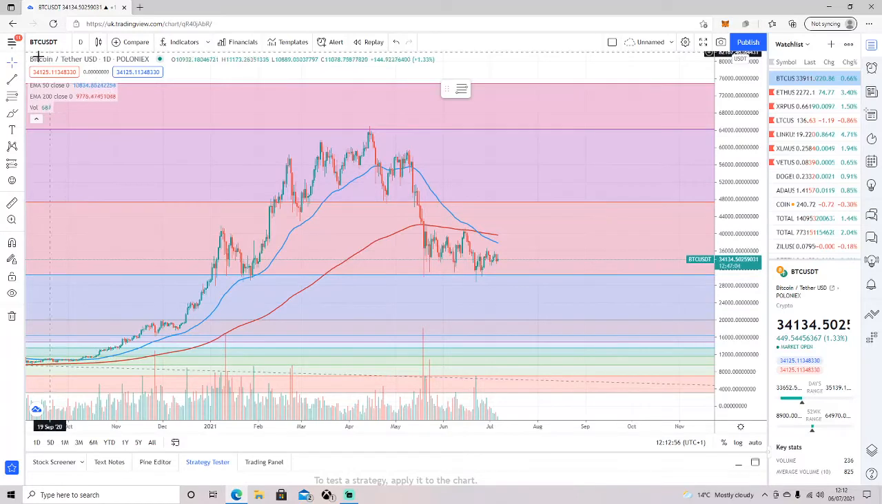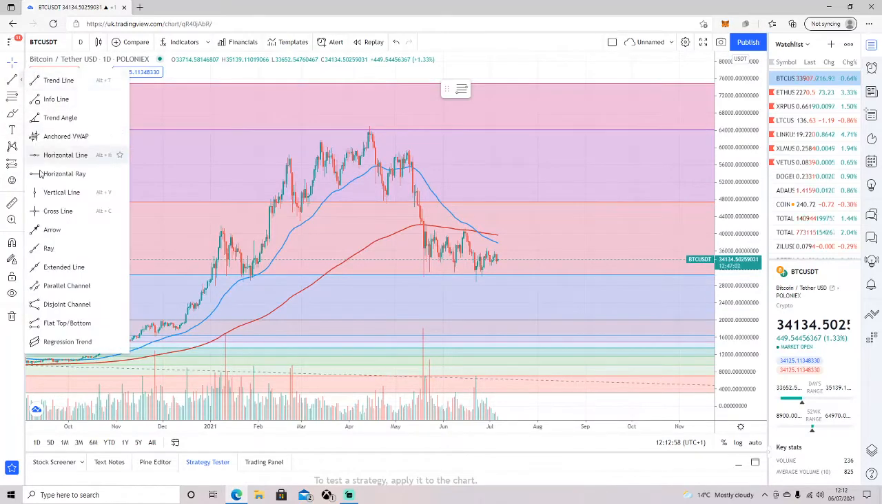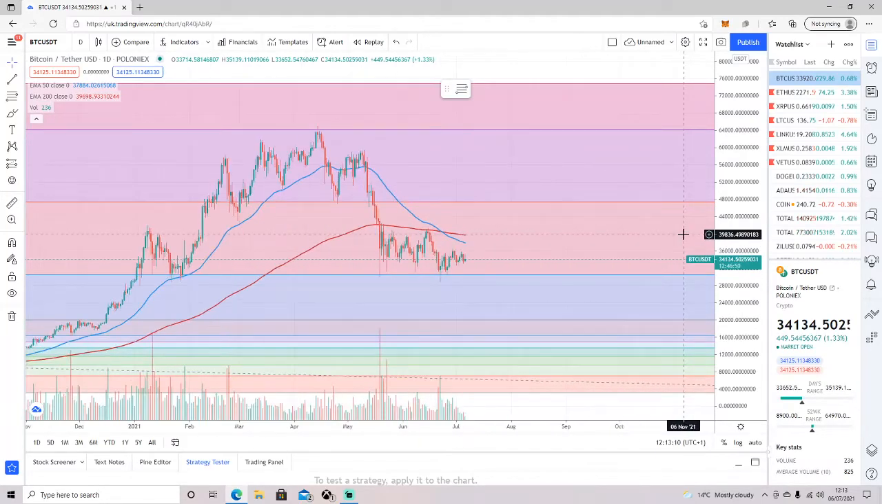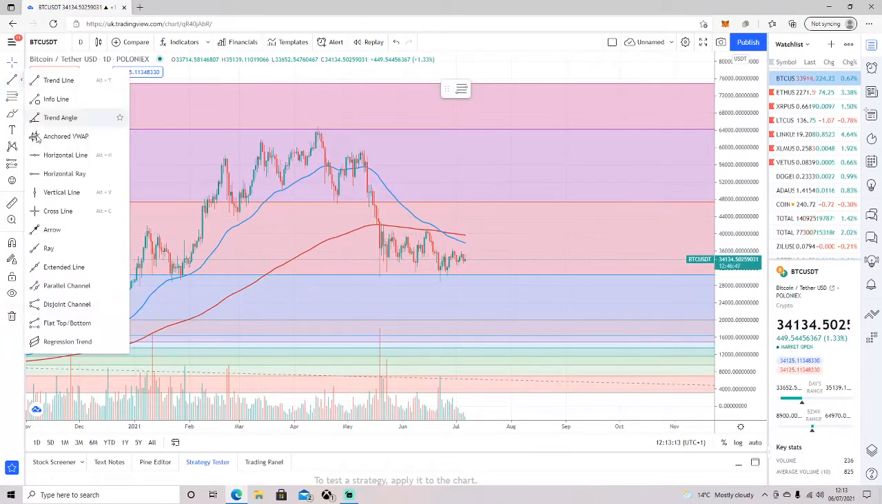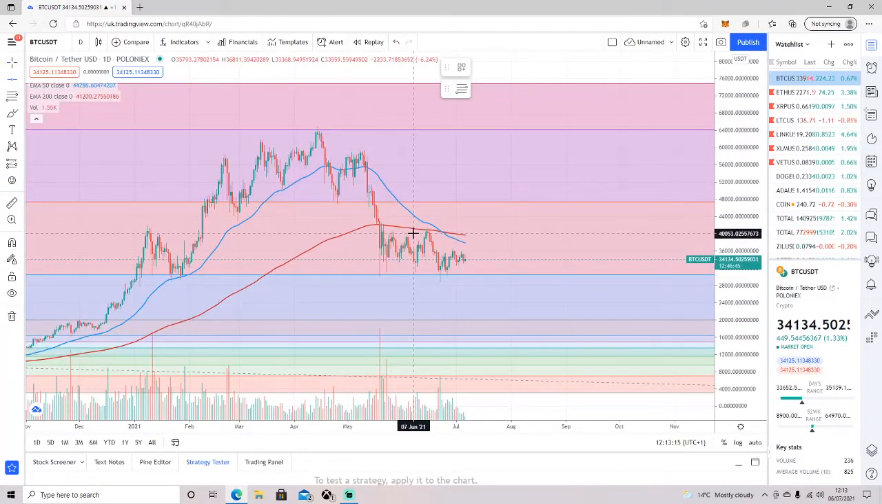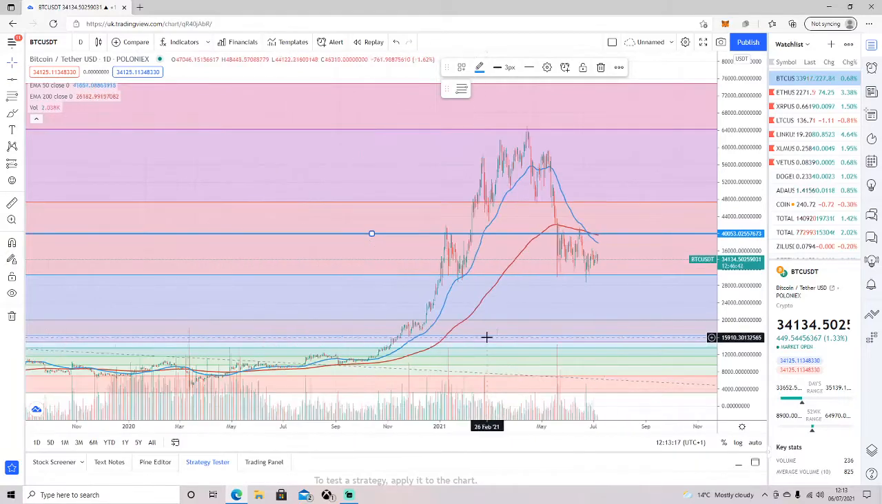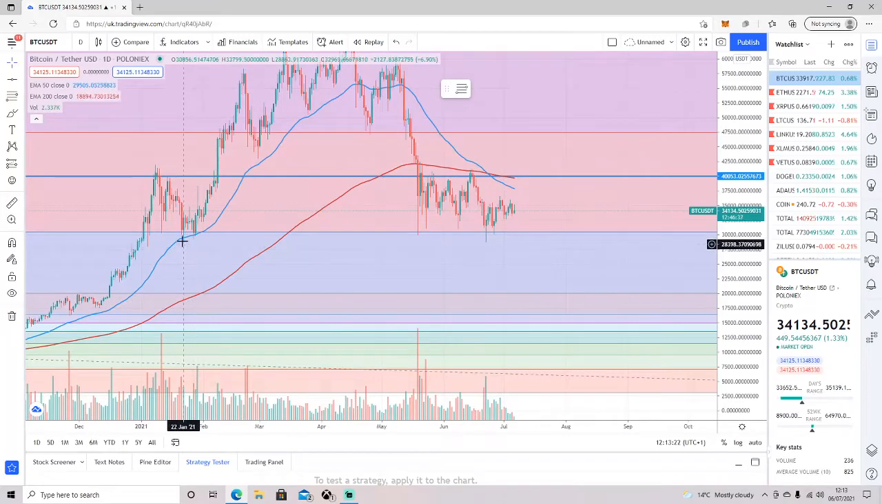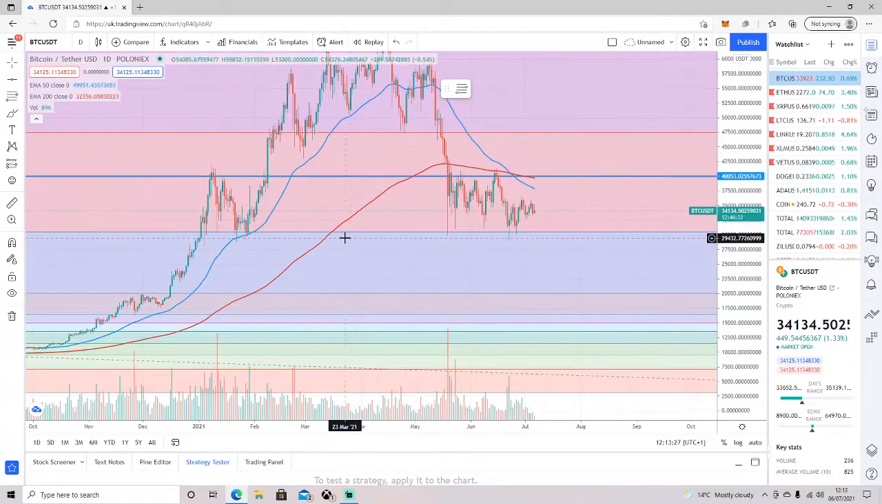Then the last sort of thing that I do is add resistance and support levels. I go onto this box at the top left here, I just press horizontal line, and what you're basically looking for are either whole numbers, so 40,000, anywhere you think that there might be. People like whole numbers in terms of ordering, so often there is resistance or support on a whole number, or a previous swing high or a previous swing low. What I mean by that is, where there's been a lot of support or resistance in the past, you can expect there to be some kind of support or resistance in the future.